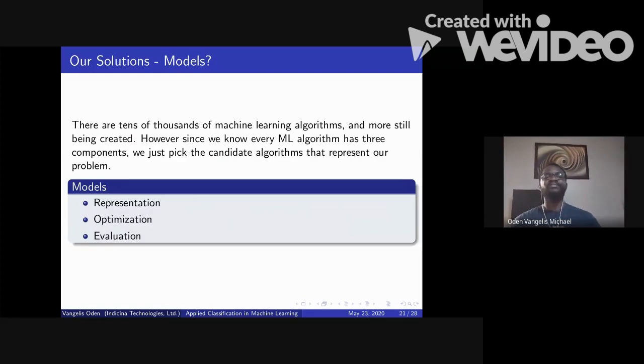So there are tens of thousands of machine learning algorithms, and more still are being created. However, since we know every machine learning algorithm has 3 components, we just pick the candidate algorithms that represent our particular problem. So based on the three components below, the representation, the optimization, and the evaluation, we can then pick the particular algorithm that fits the particular problem we're trying to solve in terms of representation, how we'll optimize it, and then how we'll evaluate it.